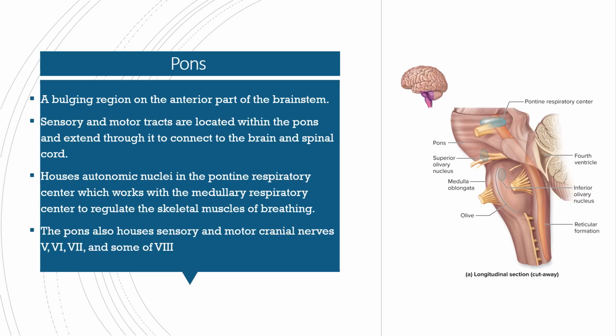The pons is a bulging section located at the front of the brainstem. It contains sensory and motor pathways that connect the brain and spinal cord. It regulates breathing by working with the medulla's respiratory center. It contains sensory and motor nuclei for cranial nerves 5, trigeminal, 6, abducens, 7, facial, and part of 8, the vestibulocochlear.